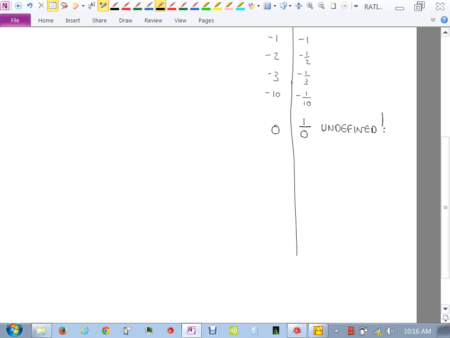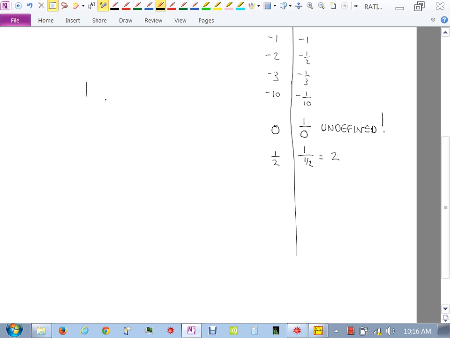Something on the right side. How about 1/2? What's 1 divided by 1/2? So anytime you have 1 over a fraction, you flip the fraction up. It becomes a 2.